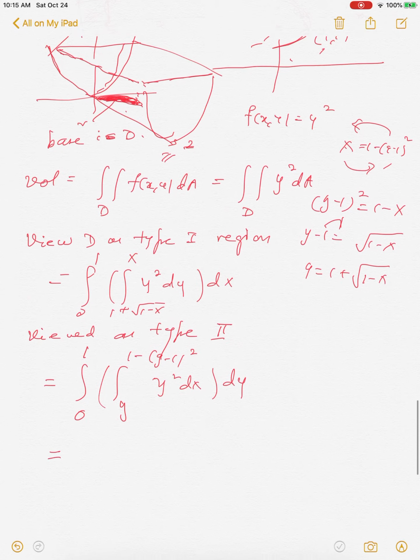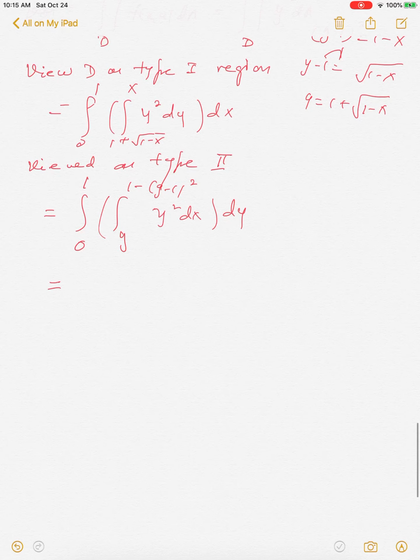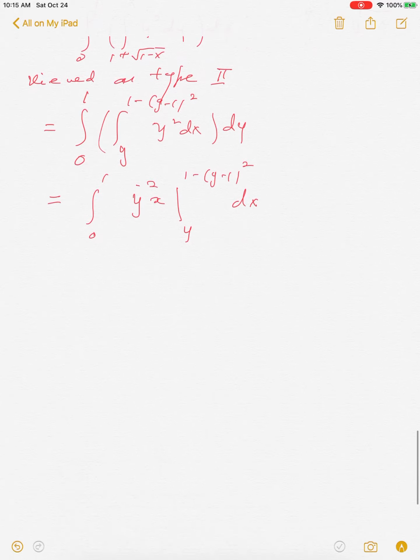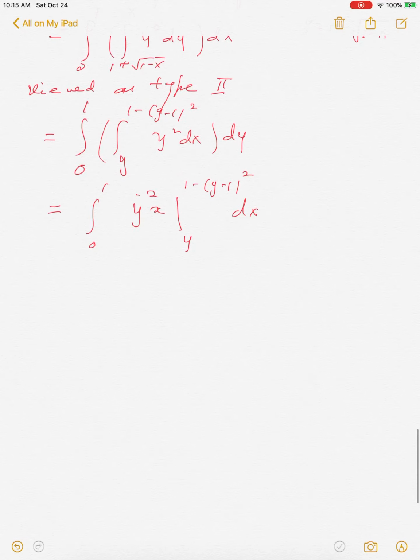Another thing, this example teaches us that many times the area can be viewed in both ways, type 1 or type 2, but the integration may be much easier if you view it one way or the other. So you choose depending on what you have. So you now get y square times 1 minus y minus 1 square dx, and now, have I done this right? I am integrating with respect to x first, yes, and so my next thing will be dy.